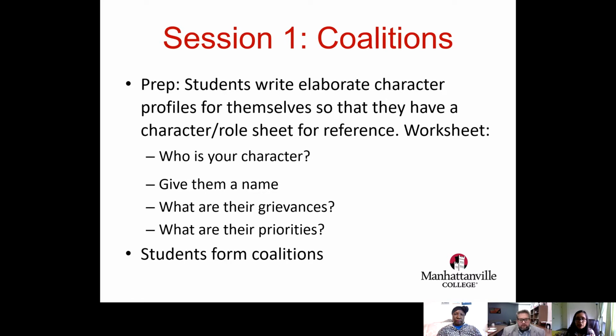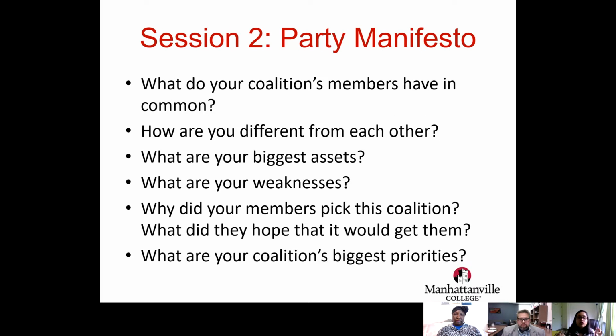So session 2, once they've formed their coalitions, I ask them to create a party manifesto, because right now we're moving towards a new country and election, right? So now they sit there and talk about what their coalition members have in common, how you are different from each other, what your assets and weaknesses are, why you are in this coalition, what your priorities are. So this is the kind of worksheet that they fill out, right? And once they fill this out, they actually have to go and create a party manifesto.